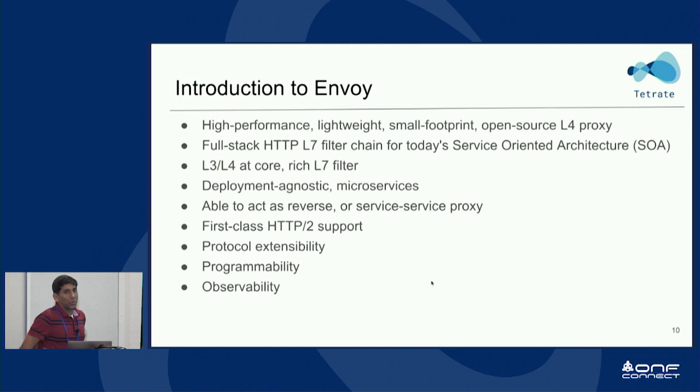So now we'll go a little bit into Envoy to see what it supports and how it helps in the edge architecture. It's a very high-performance, lightweight, small-footprint, open source proxy. It has core L3, L4 level support, and all the way up to L7 custom filters. You would be able to do first-class HTTP 1 and 2. There's a lot to do on protocol extensibility and programmability that we'll talk about. Finally, Envoy also supports extensive observability, which is a very important aspect, because as the number of deployments explodes, you want a very unique way of collecting statistics and traces across all the edge clouds.